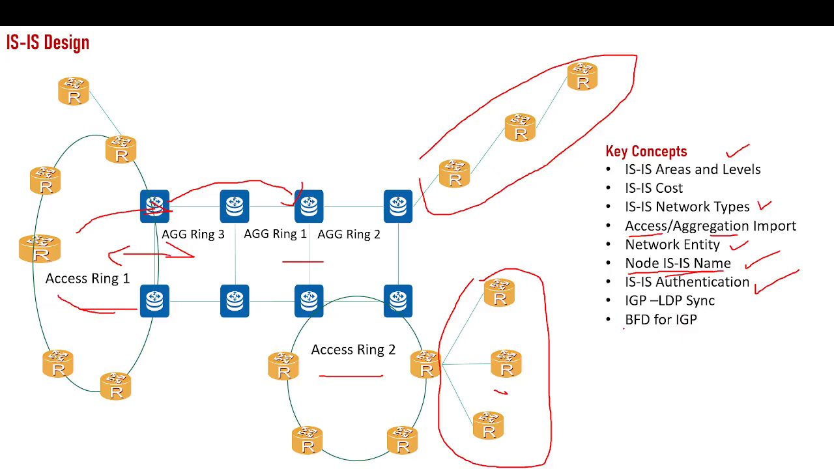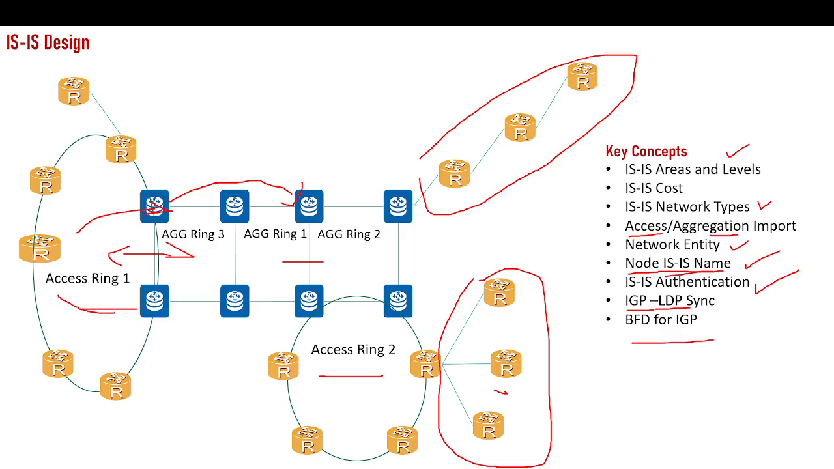Another thing is that we also have to consider the IGP to LDP synchronization. So remember, LDP works closely with MPLS, and we need to ensure that there is synchronization between our IGP, which is ISIS or OSPF, and the LDP protocol, so that when a link is down and it recovers, do we have synchronization between the two protocols before we can start switching our traffic to the backup path? And then BFD for IGP.